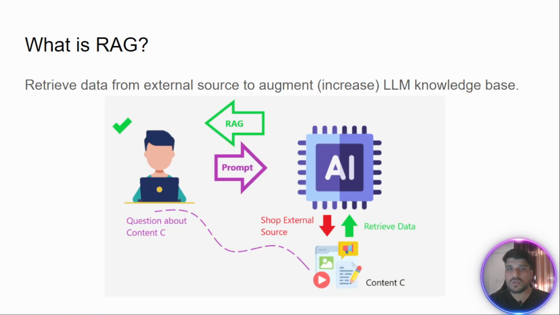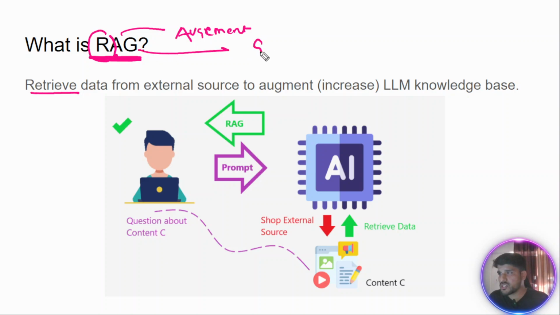Now let's focus on what exactly RAG is. RAG is nothing but retrieval augmented generation, right? Now let's understand this terminology. When I say RAG, the first word says retrieve, the second says augment, and the third word is something called generation.